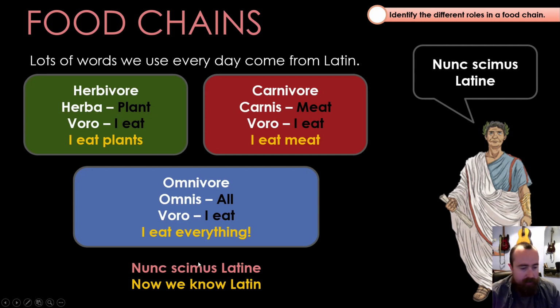So the sci of science means know as well. Science is all about knowing. That's what science is. The word science comes from the word scio, meaning I know in Latin. It's all about knowledge.